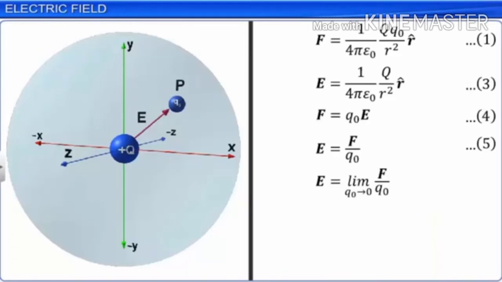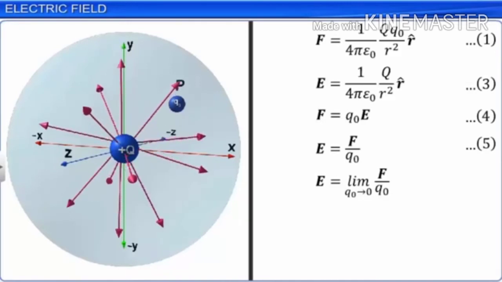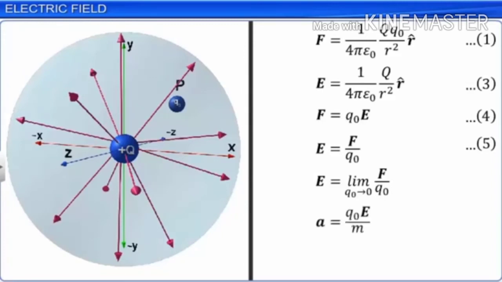The electric field strength vector E at any point in the field always points away from the charged particle in a radially outward direction. The point charge q0 will be accelerated in the direction of the electric field as it experiences an acceleration a due to the force due to the electric field, and the acceleration is expressed as a equals q0 E by m, where m is the mass of the particle.